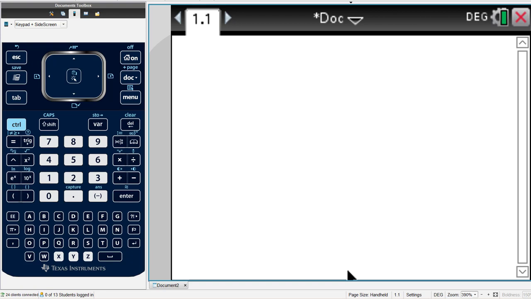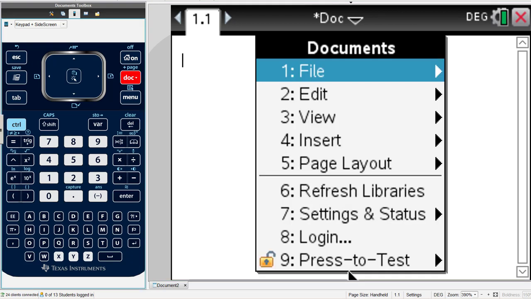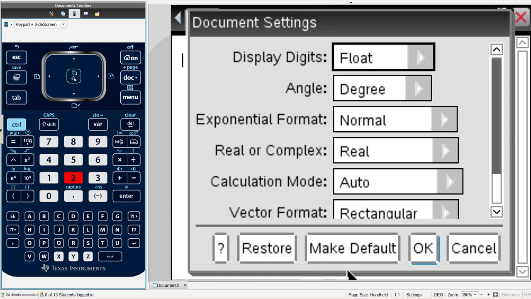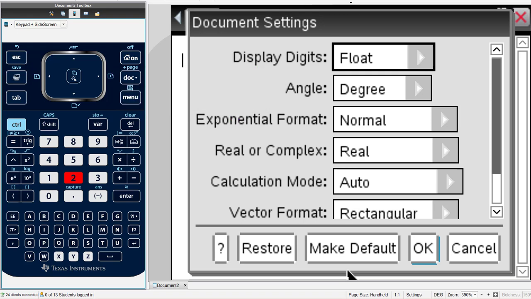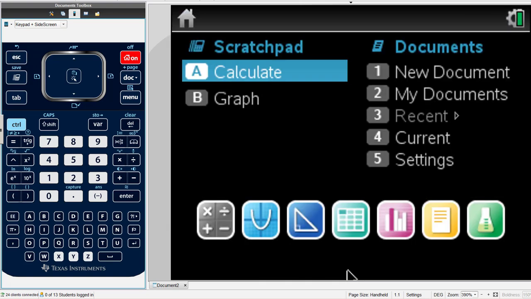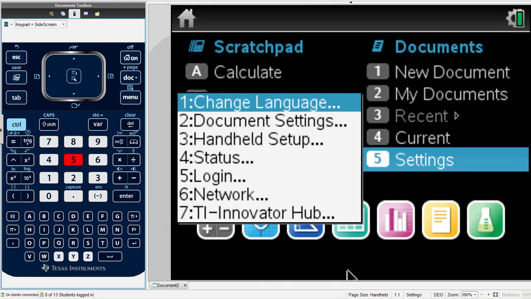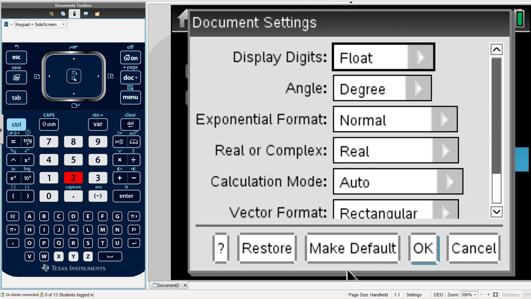Okay, so just a reminder, you can do it on any page in the document. You would just go to Doc. We'd go to number 7 for settings, and we're going to change the document settings. We just want to make sure that the angle is set to degree, and then if it is, you can just hit OK. If it's not, you're going to set it to degree. If you want, you could make it the default, so that way all of the pages in the document that you're working on and the future documents will be in degree mode. That's option 1. The other option is on the home screen. You can go to settings, document settings, and then the same process, okay?